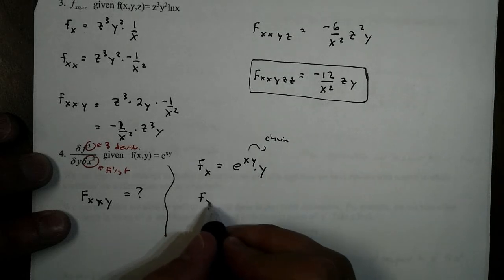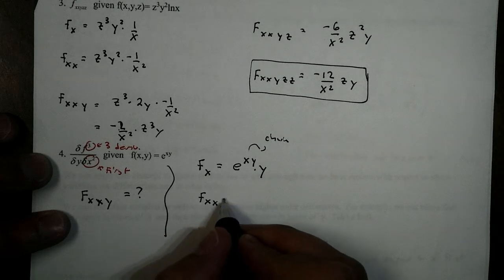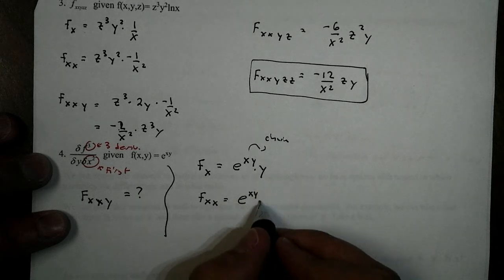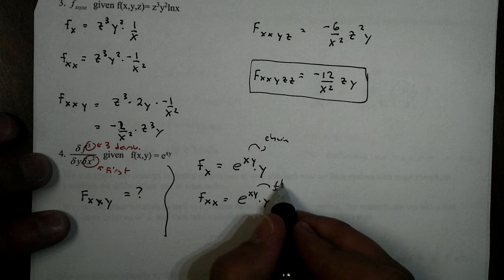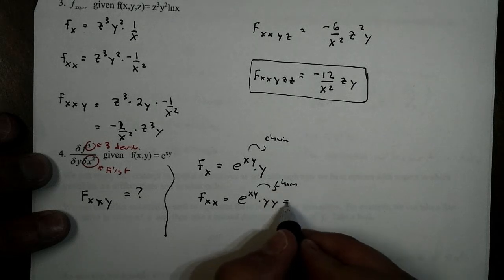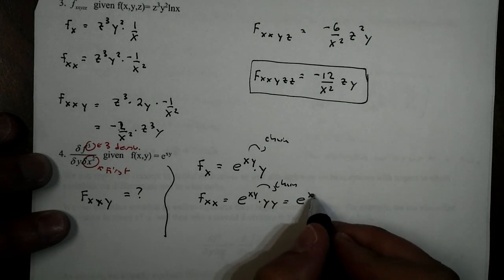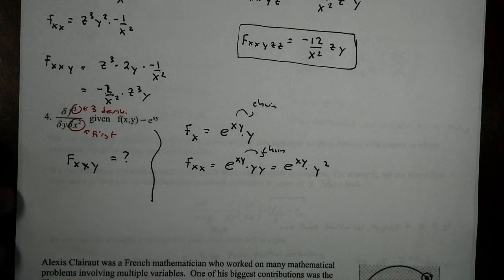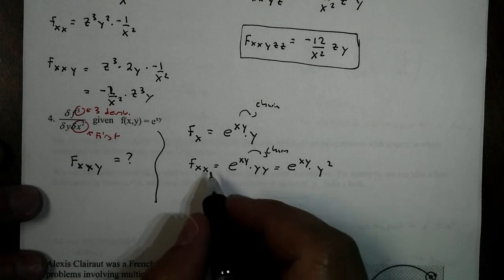Taking the derivative again with respect to x, we would get e to the xy. Remember, y is just a constant. But I've got a chain rule again here, so I have to multiply by y again, and we get e to the xy times y squared.